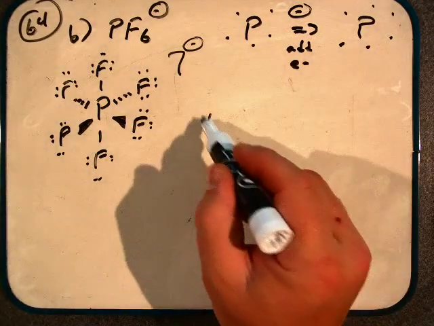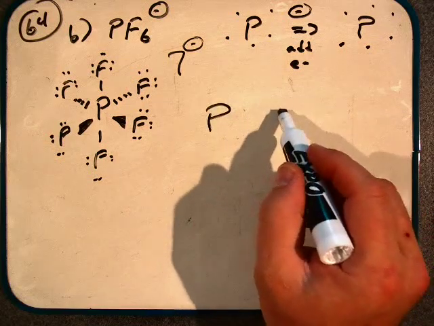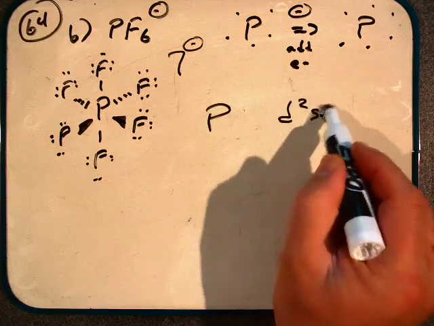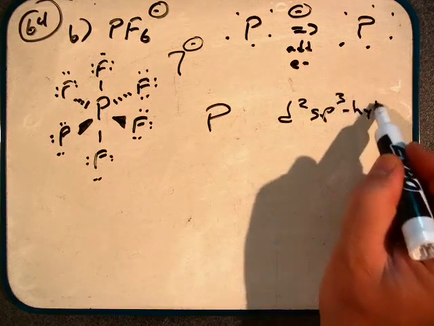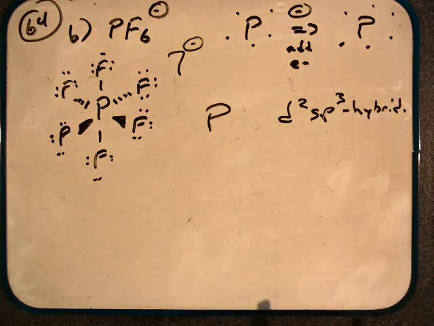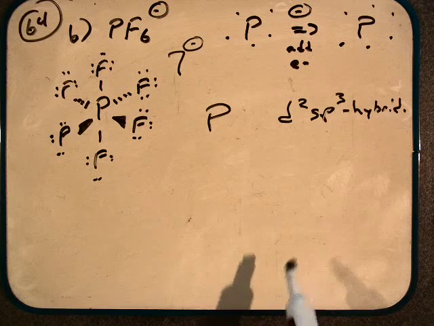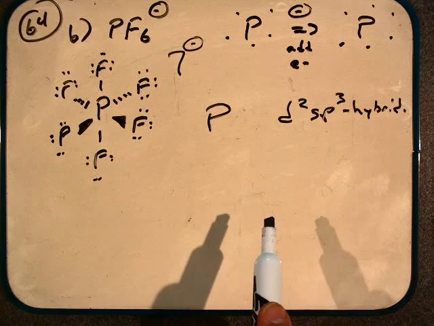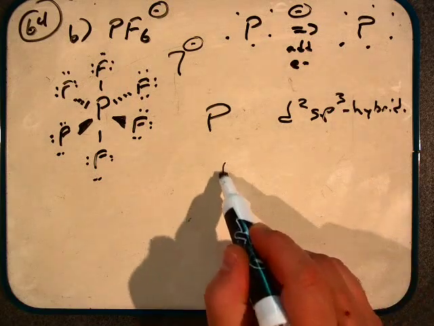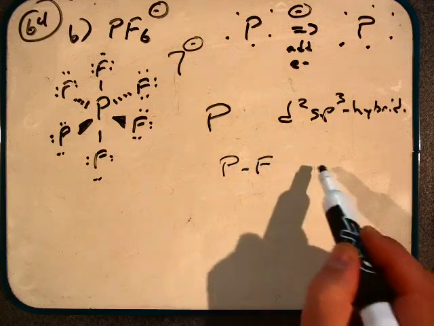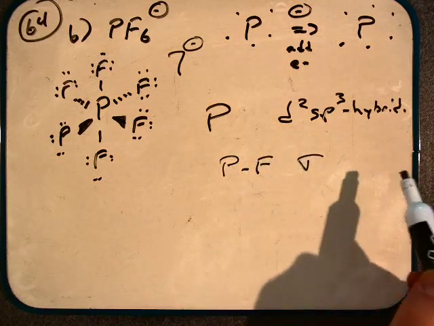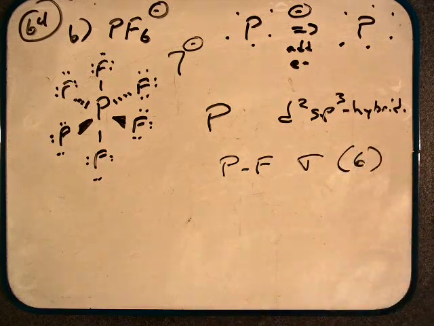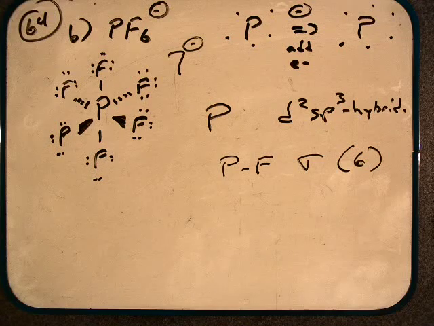And so if we look at our phosphorus, it is d2sp3 hybridized. It's made 6 bonds, so it needs to use 6 orbitals, which it does with d2sp3 hybridization. And we find that we have all phosphorus fluorine bonds, all of them being sigma bonds, and there's actually 6 of them surrounding that central element. So that is part B.